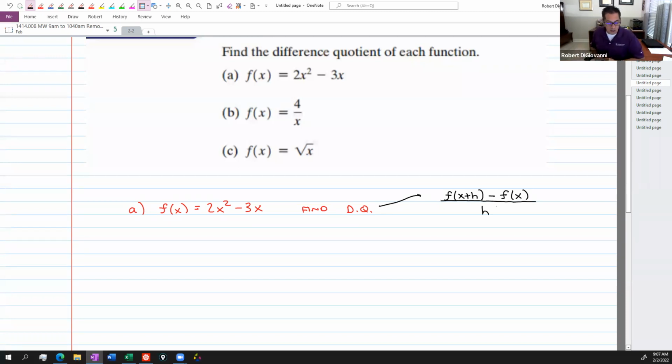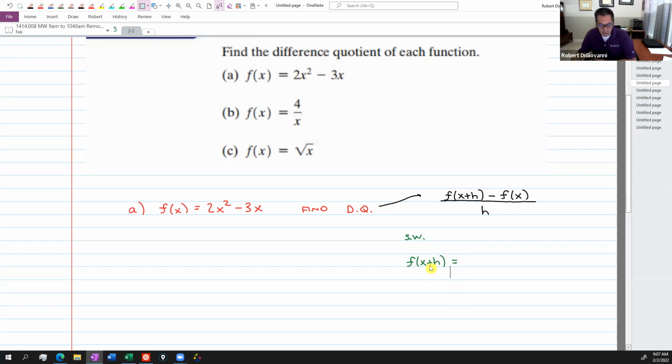So let's work on this function. Let's get the pieces we need. This is going to be scratch work, so I'm going to put SW for scratch work. So here's my scratch work. First thing I'm going to do is figure out what f of x plus h is. That's why I was telling you last time that plugging x plus h into a function is important, because you need it for the difference quotient.